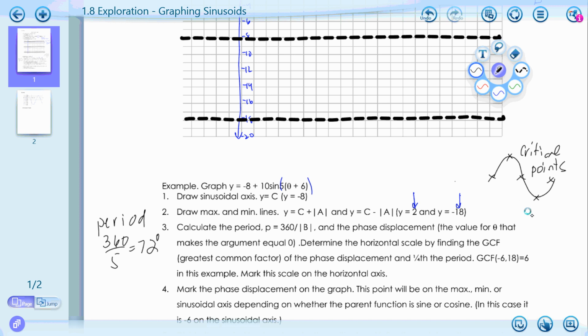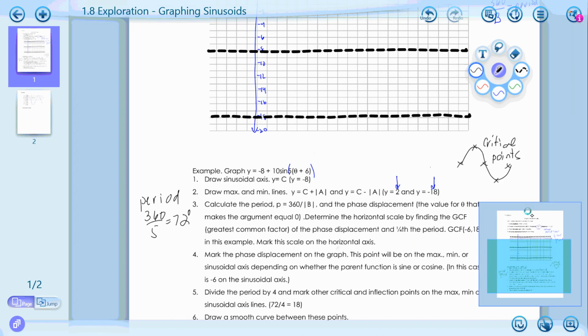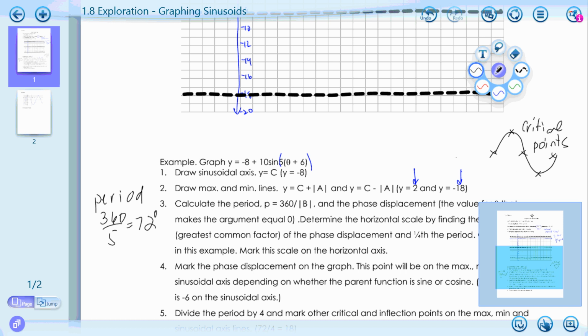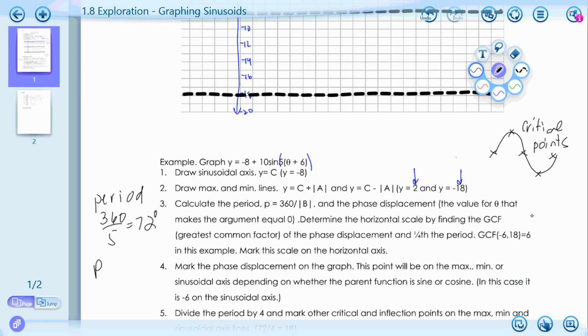In this case, the phase displacement, what do I need to plug in for theta in order to make this graph have an argument of 0? My phase displacement, I'm just going to call it phase because I'm lazy. That's pretty common. Sometimes phase displacement is talked about as phase shift, but I'm going to call it phase. I need to use a theta value of -6. That's saying that when theta equals -6, the argument for sine in this case is 0, and that's where the sinusoid starts, right? This first critical point is going to happen at theta equals -6.